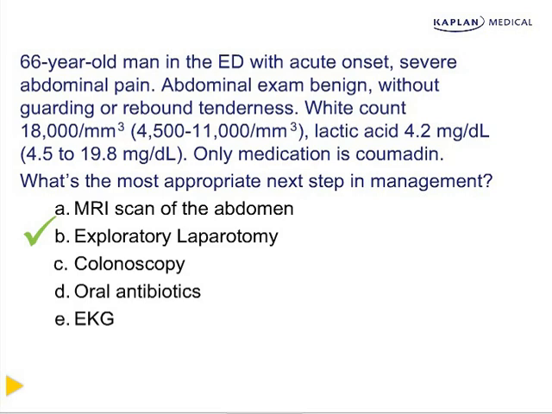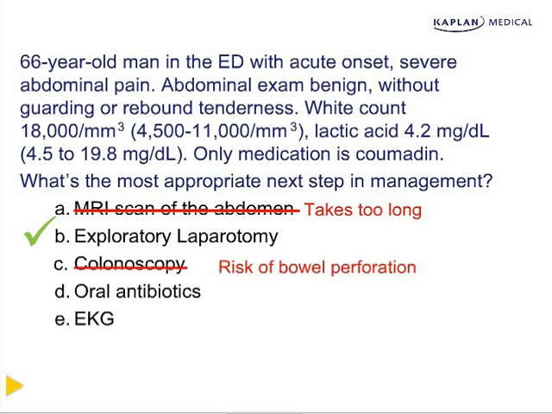While CT angiography would also be an appropriate step, it was not one of the available answer choices. An MRI takes too long to be utilized in the diagnosis of this or any emergent condition. Another important point to remember is that a colonoscopy should never be performed in a setting of bowel inflammation or necrosis due to the risk of bowel perforation. While antibiotic therapy may be helpful as a secondary precaution in the setting of a perforated bowel, it is not the definitive therapy for acute mesenteric ischemia.